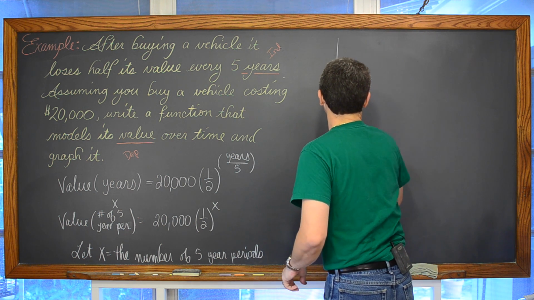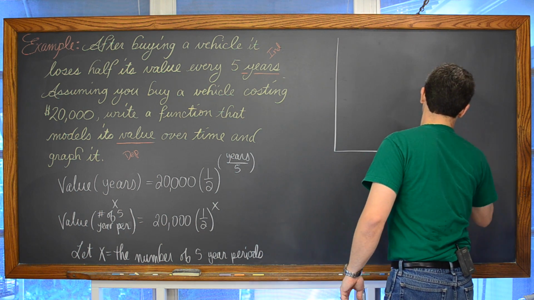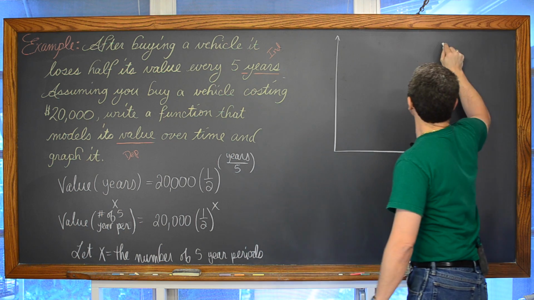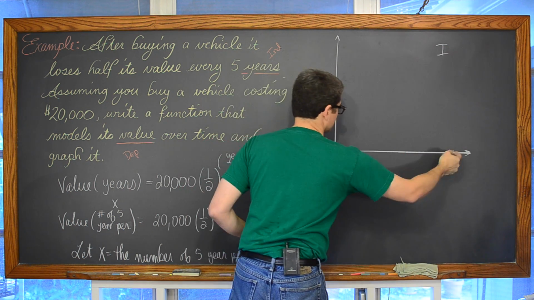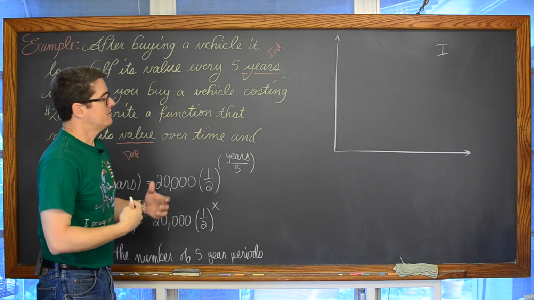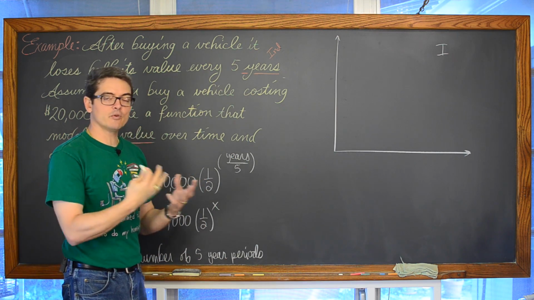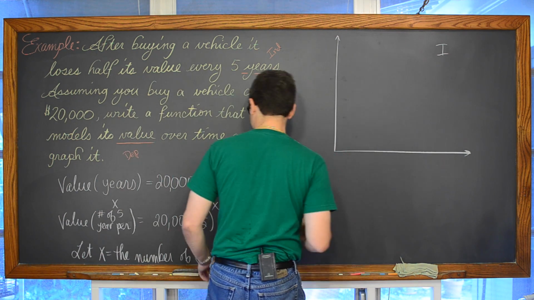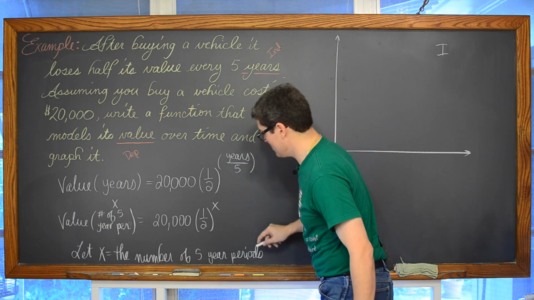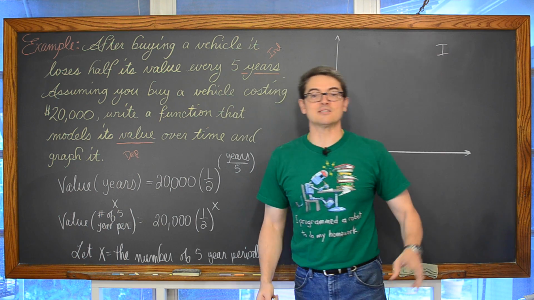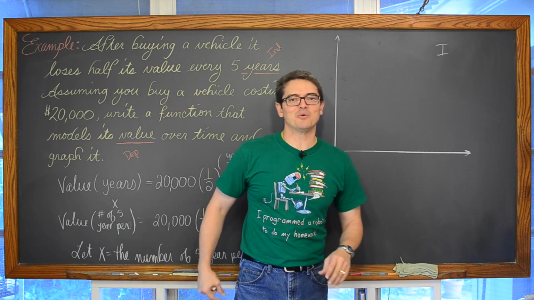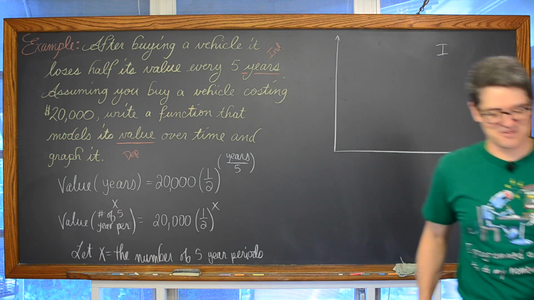So we really only need the positive quadrant, quadrant 1, of the xy axis. The horizontal axis, the independent variable, the thing that you have control over, is the number of years you own the car, but in this case the x-axis is not going to be the number of years. It's going to be the number of 5-year periods. So let me get the phone, I'll get this set up, and we'll be done. Sorry for the interruptions.